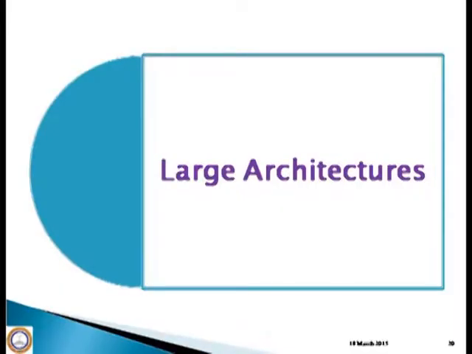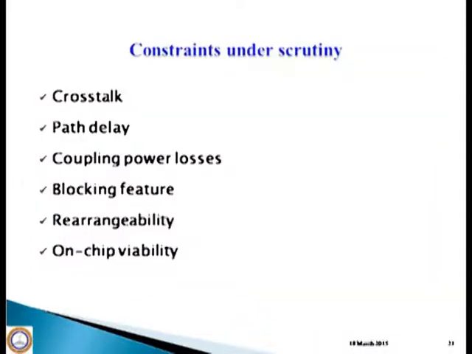Once we go for a large switching architecture design, we need to check these constraints, these points, before designing. First is crosstalk. Any single switch has some crosstalk, and if we want to design a large architecture, the crosstalks will be multiplied. Similarly, path delay: how much delay will there be? Because if we have a large number of input and output ports, can we connect all the inputs to all the outputs, and what would be the path delay?